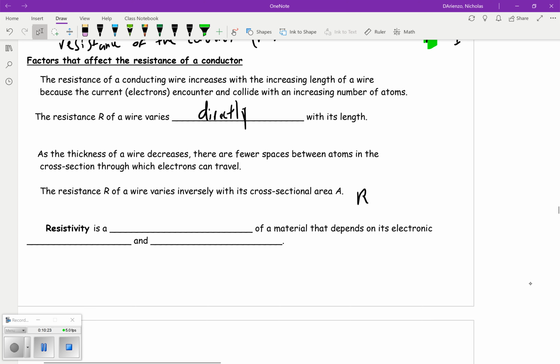So we have resistance increasing when the cross-sectional area decreases, and we have resistance decreasing when the cross-sectional area increases. And I'll put this in here for the resistance with length. As the length of the wire goes up, the resistance goes up. And as the length goes down, the resistance goes down.